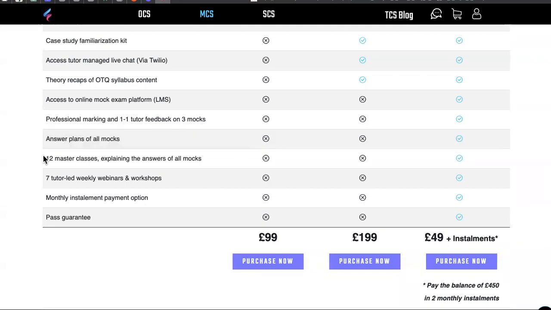After attempting a mock, you simply go through the answer plans. Then you'd have an appropriate level of understanding about the structure of the answer as well as the content of the answer. And we are conducting 12 master classes where I'll be explaining the answers of all mocks. Out of these master classes, 2 will be live classes, and all the others will be recorded sessions. And we are holding 7 tutor-led weekly webinars and workshops until your examination week. So on a weekly basis, our tutors will keep track of you and ensure that there is a live session where we can connect directly with you, understand where you stand, and suggest what you need to do to improve the quality of your answers.